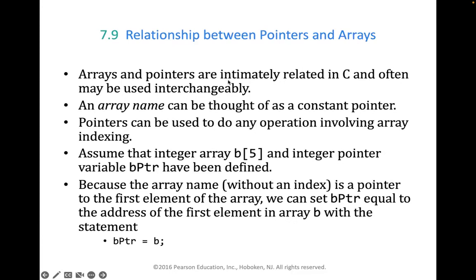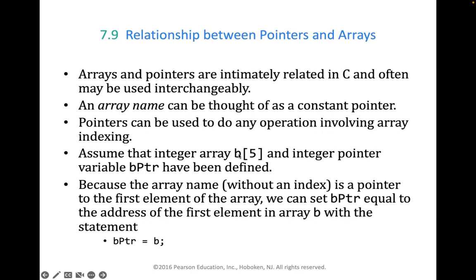Arrays and pointers are intimately related in C and often may be used interchangeably. An array name can be thought of as a constant pointer, and the array name is just a pointer, so that's the memory address of the first element. Pointers can be used to do any operation involving arrays.